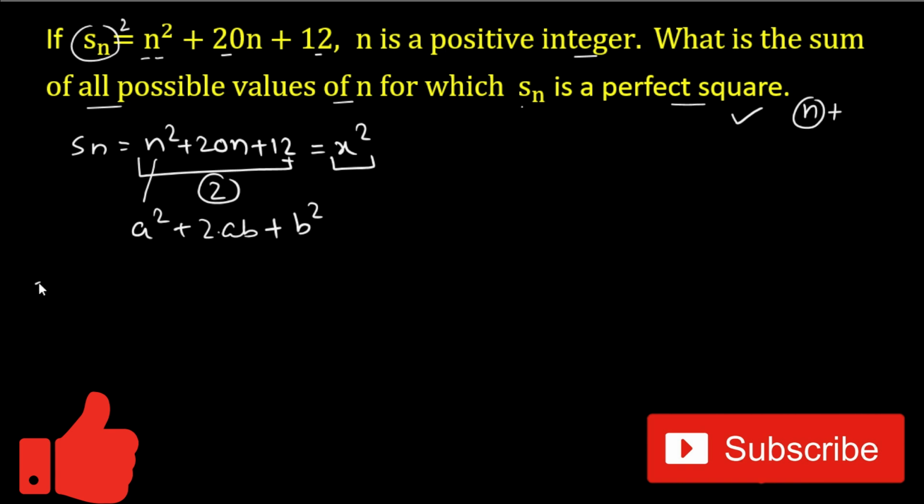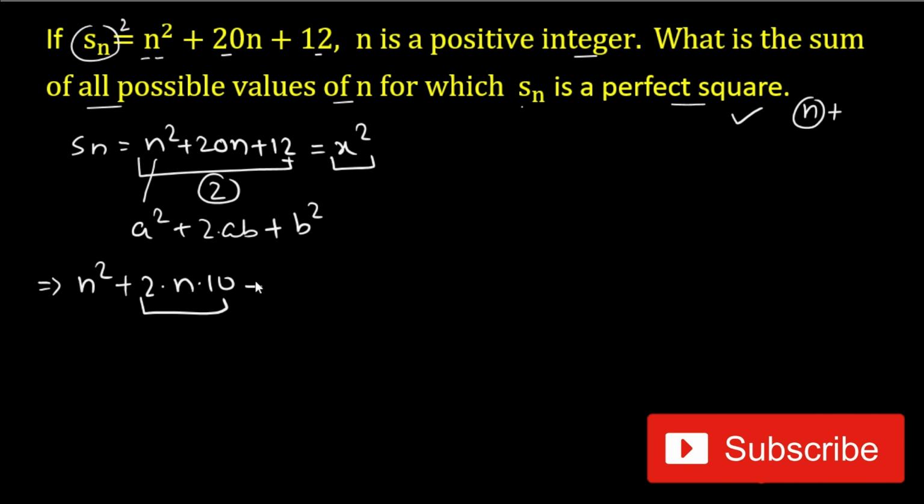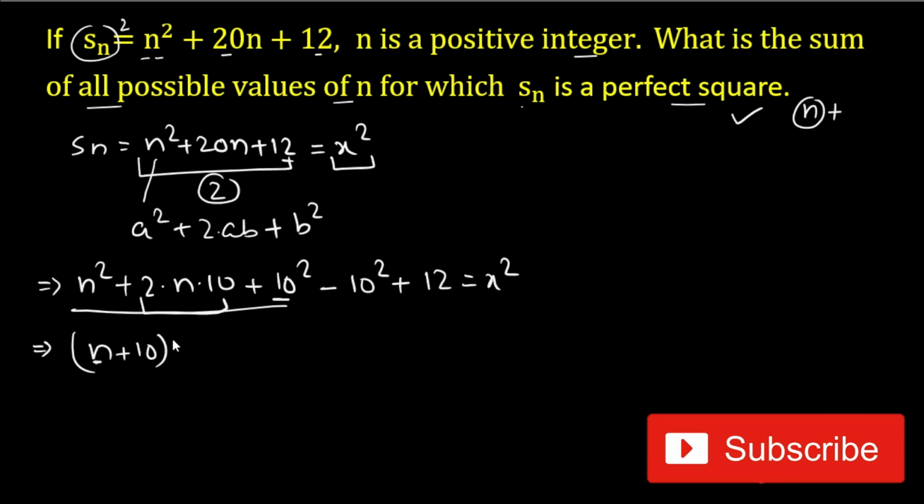Now it is given here n square, and 20n is 2 times n times 10, so it is 20n. Now we have 10 as b, so we will write 10 square. So we have added 10 square, so we'll subtract 10 square also, and it is plus 12 here, so we'll write plus 12, and that is equal to x square. Now we'll simplify this expression in the form of a plus b whole square, so we'll write n plus 10, where 10 is our b and n is a, whole square.